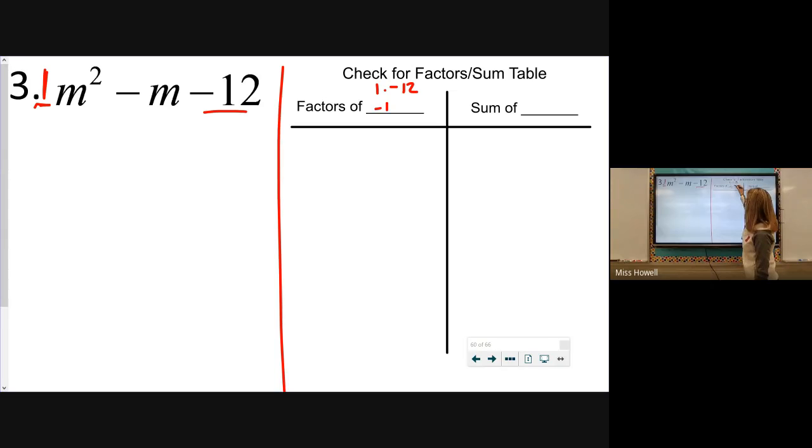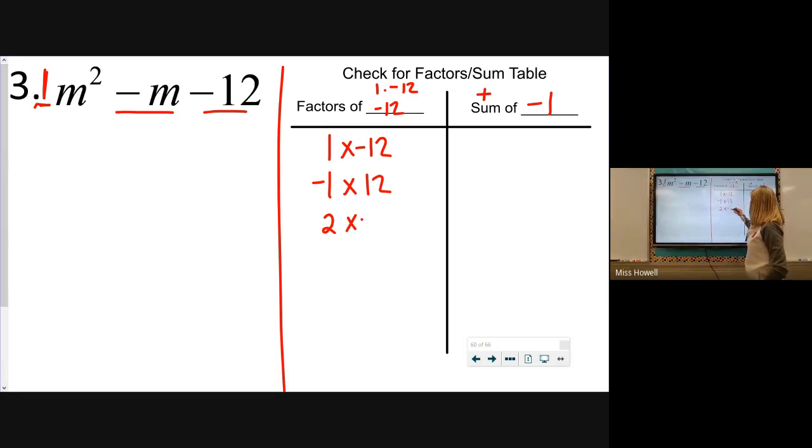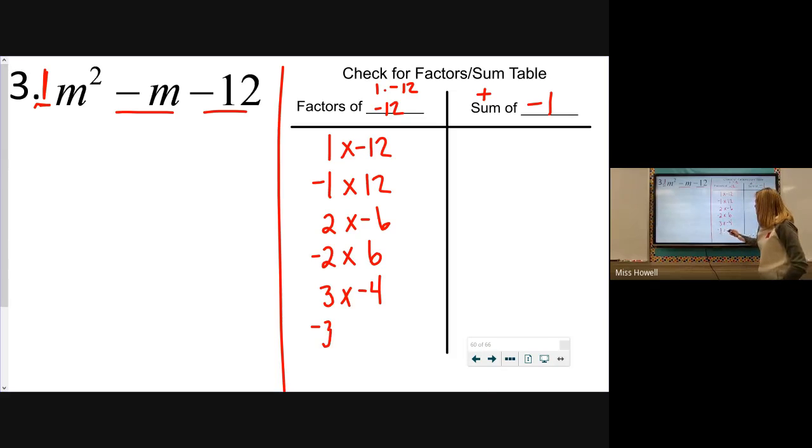But we need factors of negative 12 that add up to our middle term of negative 1. When we add our digits, we need a negative 1, which means we're going to have a positive times a negative. So things like 1 times negative 12 or negative 1 times 12, 2 times negative 6, negative 2 times 6, 3 times negative 4, or negative 3 times 4.